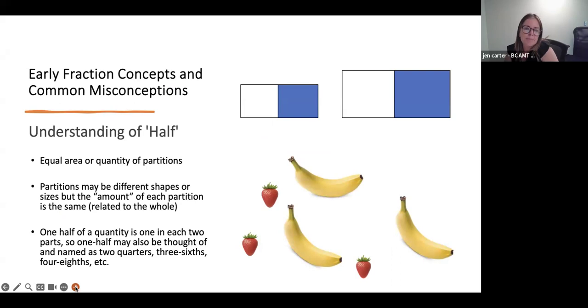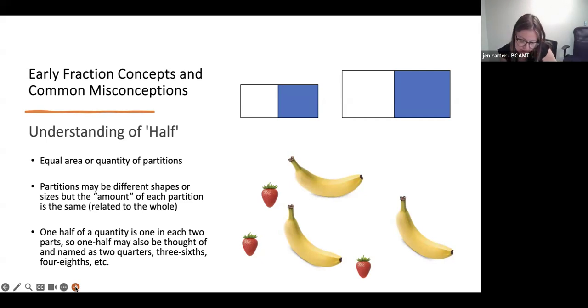Okay, and so some of this is also from Marion Small, just some common misconceptions, and she talks about the importance of understanding of half, and starting there. For our curriculum, it's in grade 3, but the idea of half or any fraction is equal area or quantity or partitions, that partitions can be different shapes or sizes, but the amount of each partition is the same related to the whole, and that one half of a quantity is one in each 2 parts. So 1/2 may also be thought of and named as 2/4, 3/6, 4/8.